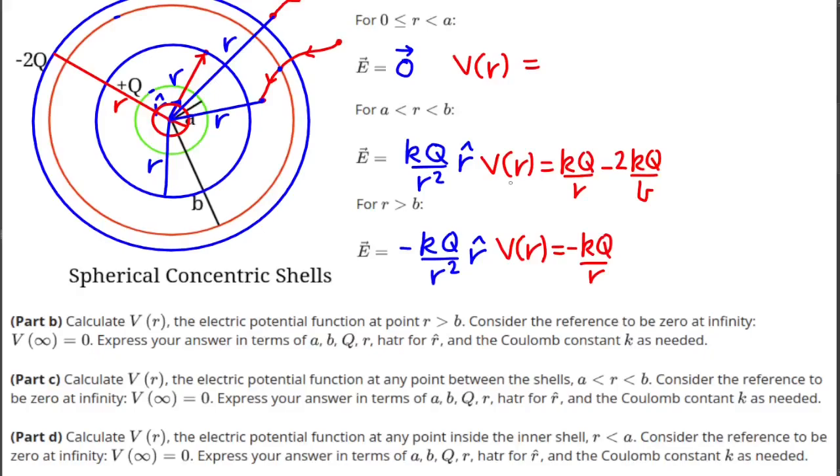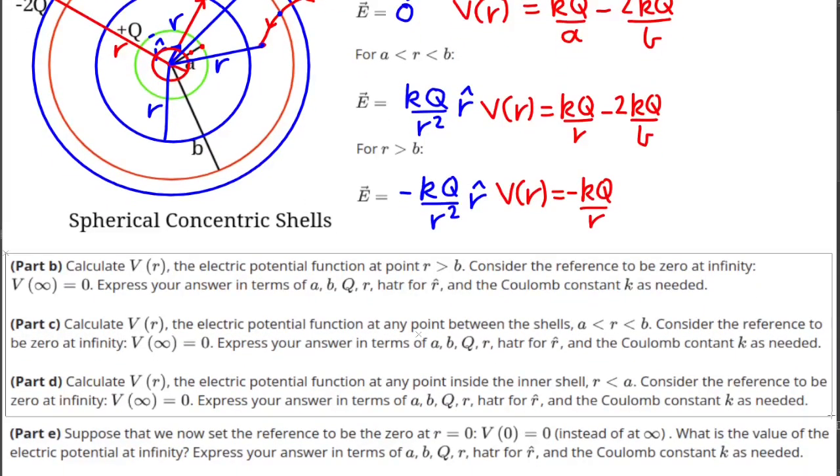Using this second result, we have kq on a minus 2 times kq on b, and then minus the work done by the electric field as we move from a to some point that's at a radial distance r from the origin. The electric field is 0 inside the shell, so the work done by the electric field is also 0. So that's our final result. Now let's go to part E and make some room.